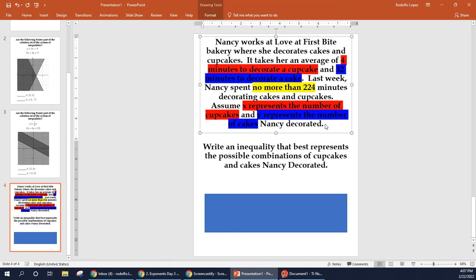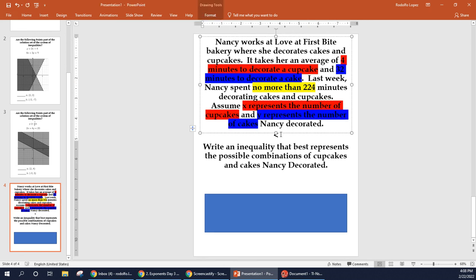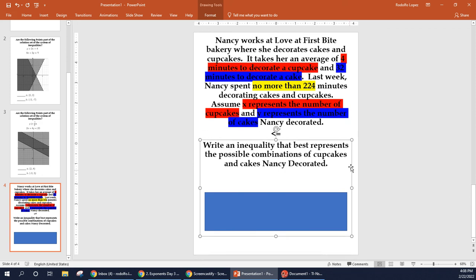Now the question is, will it be less than or equal to? Can I spend 224 minutes in this scenario? And the answer is yes. She can spend 224 or anything less than that time frame. So we're going to be less than, and we're also going to have the equal symbol attached. So we're looking for less than or equal to. Okay, so we put this together.